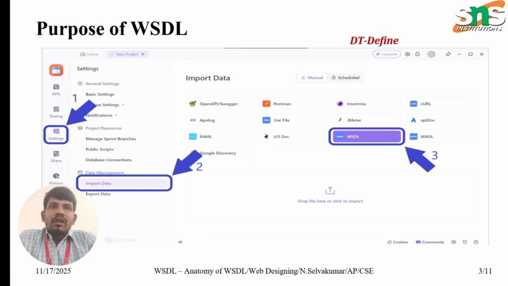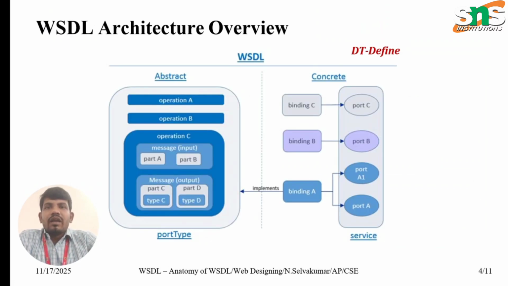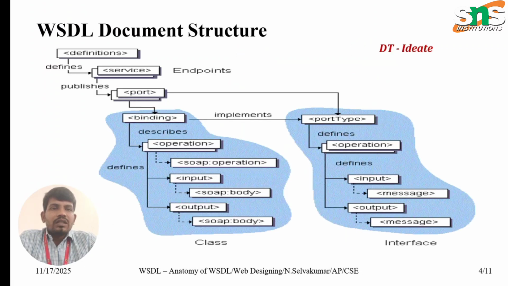Thanks to WSDL, automation tools can generate client or server-side code just from the service descriptions, streamlining development and ensuring interoperability. The main components of a service include several elements like abstract and concrete parts, services, and port type. So this is the simple WSDL architecture overview, and here we define why web services are important in web design. Next is the WSDL document structure.